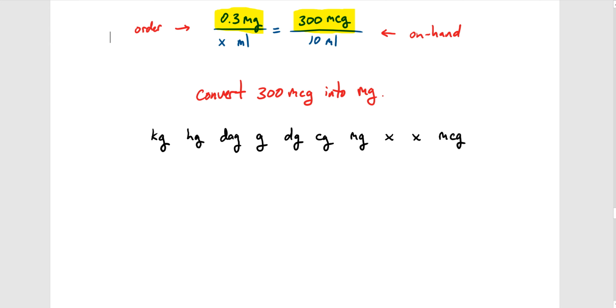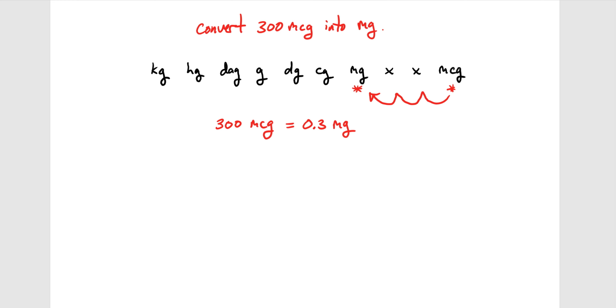Okay, so I wrote down the little row for converting in the metric system down here. So we're starting with micrograms and we're going to milligrams. So that's going to be moving the decimal over 3 spots to the left. So if we start with 300 and we move it 3 spots to the left, that will give us 0.3 milligrams.